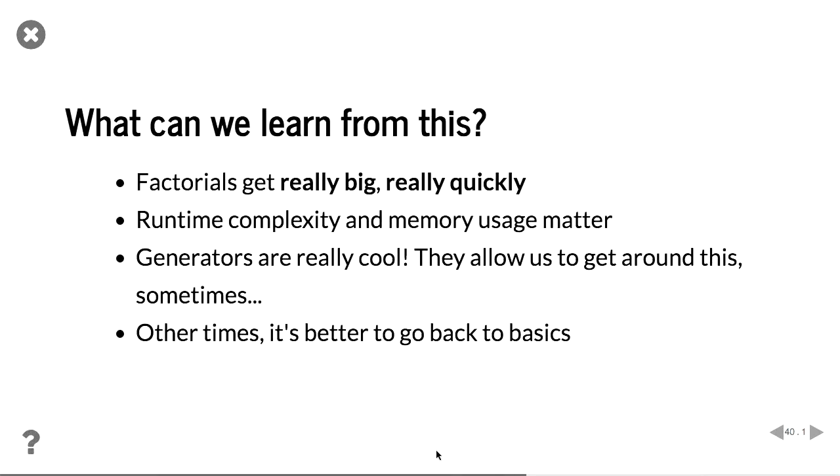So what do we learn from this? Well, clearly, factorials get really big really quickly. And again, now we can start talking about runtime complexity, and also in this case, memory usage, and why these two things matter. Now, we had that itertools permutation object before. Well, that was a generator. And generators are a really cool, interesting concept. We can start talking about these and the problems that they solve and how we can use these tools to get around things. But we don't actually always need to rely on generators to solve these sorts of problems.